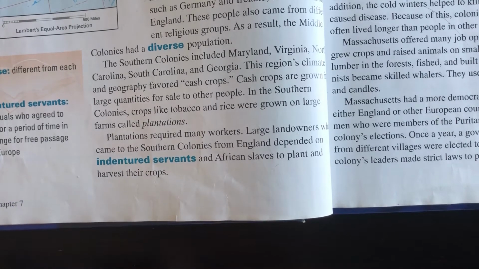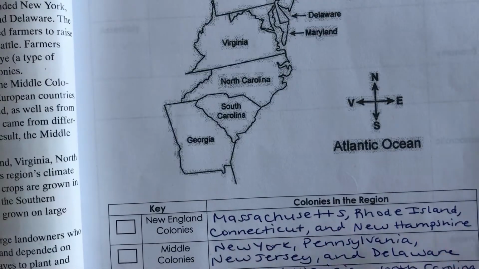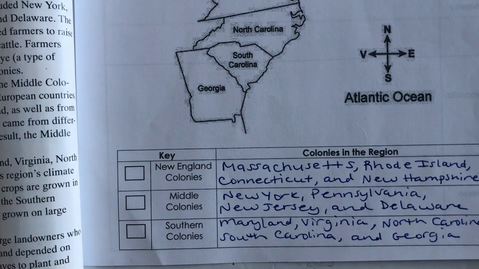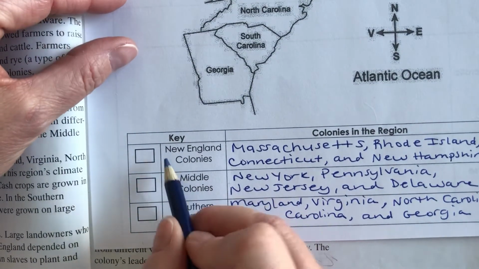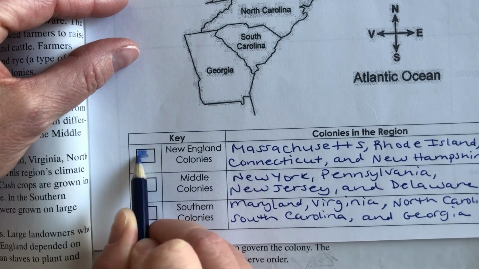Okay, so what I'd like to do next, we finished our reading, I'd like for us to color in our colonies. And we have a list of all of our colonies here. Here's what I'd like for you to do. You should have your blue, your orange, your red. We are going to color all of the New England colonies blue. So in this little box right here, I want you to color that in blue.